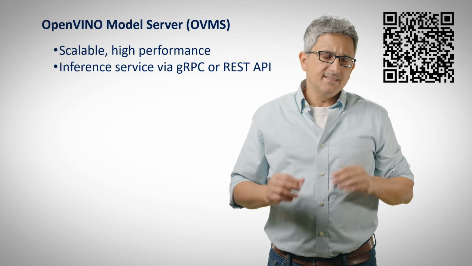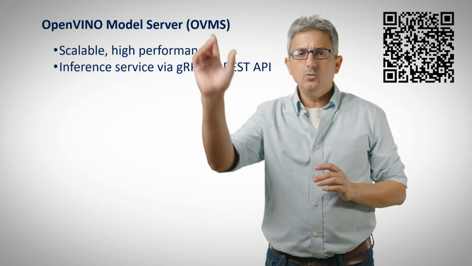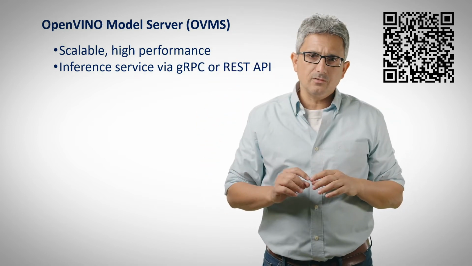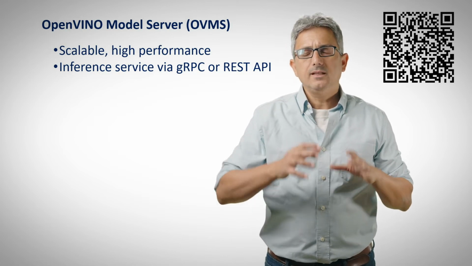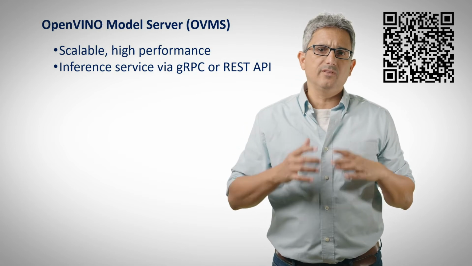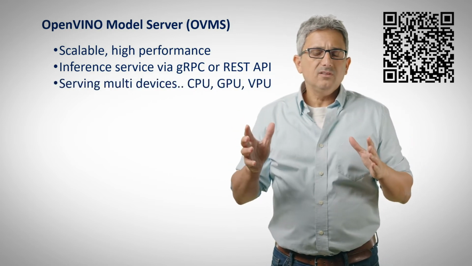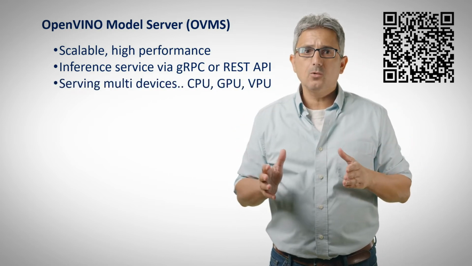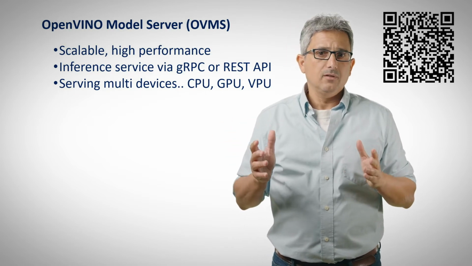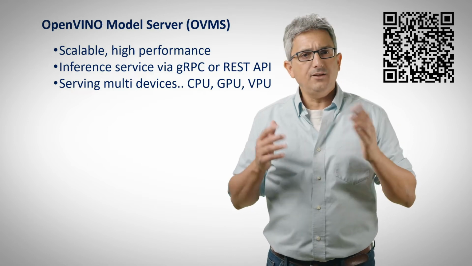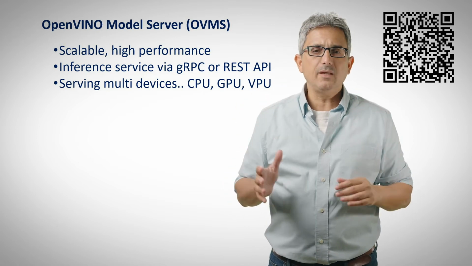OpenVINO Model Server is a scalable, high-performance solution for serving machine learning models. That QR code will lead you to the full documentation. The model server is basically taking the inference engine runtime and packs it into a network service. You can choose a network protocol to be gRPC or REST. OpenVINO code is highly portable, as you already know, so the actual serving inference could be done on multiple devices. If my server has a Core or Xeon CPU, an integrated or discrete GPU from Intel, or even a VPU, I can use almost the same code for all.